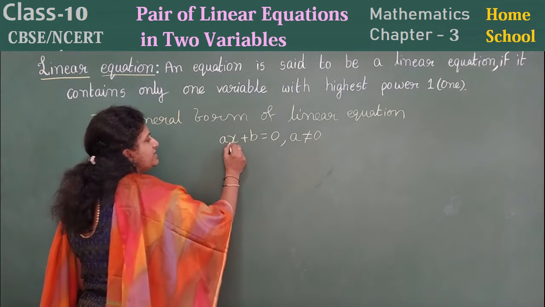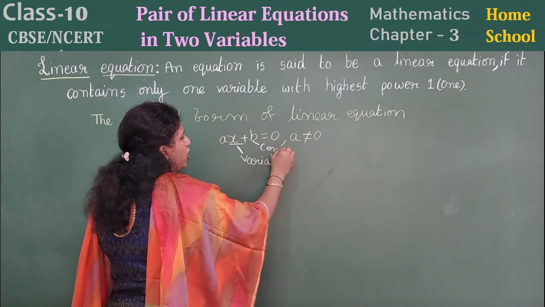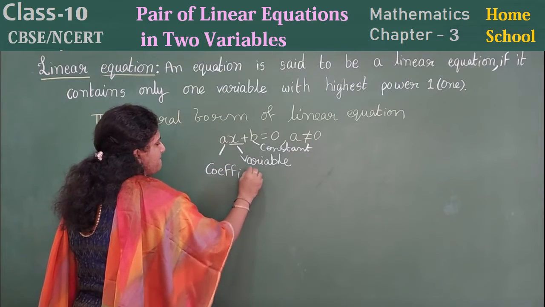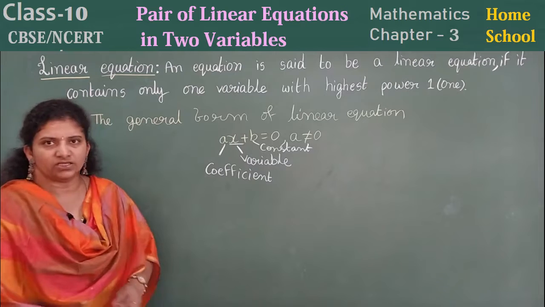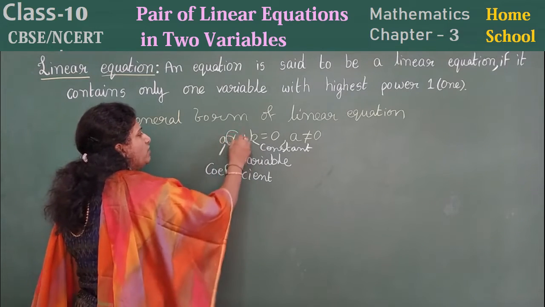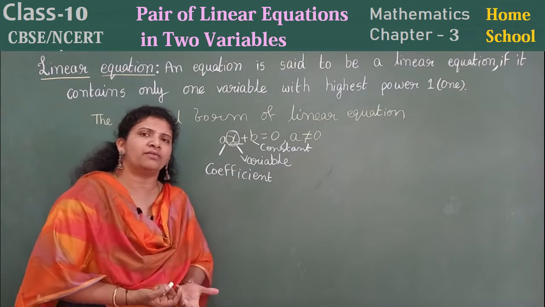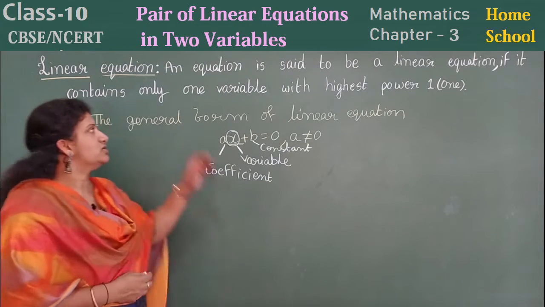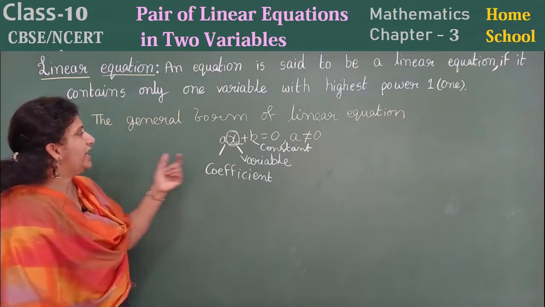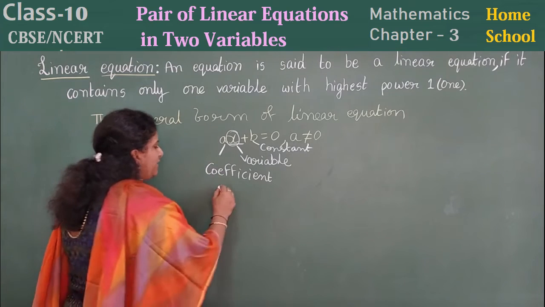Okay. So look here children. This is variable. And this is constant. And this is the coefficient of this variable. So what is the general form finally? Linear equation ax plus b, this is what? One variable, that is x. And what is its power children? Nothing there. Nothing there means it will be 1. x power 1. So what is a linear equation? An equation is said to be a linear equation if it contains only one variable and its highest power is 1.